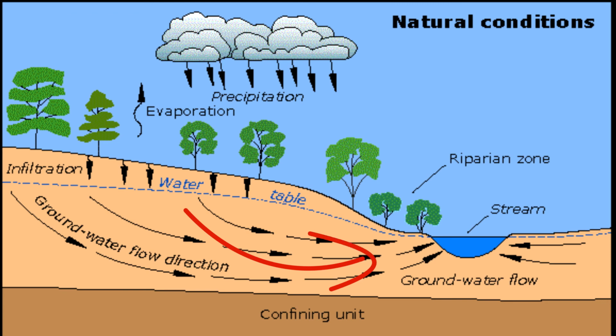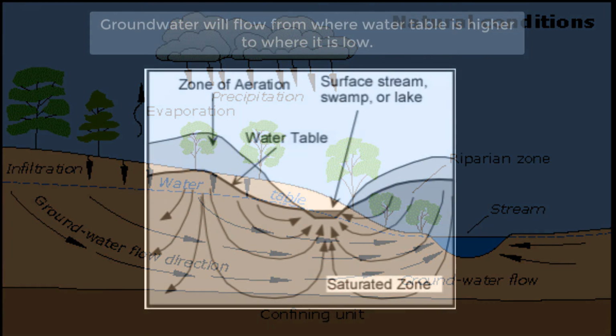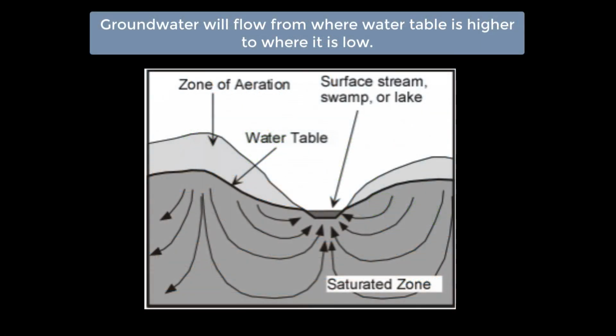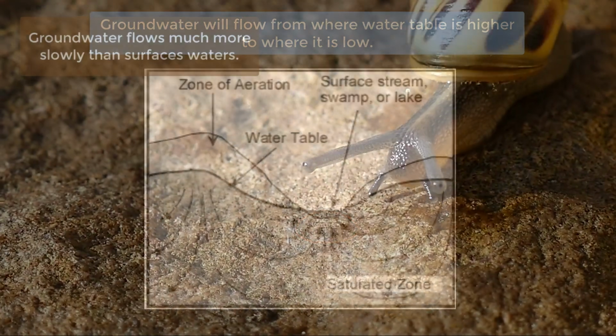It flows due to differences in elevation of the water table and water pressure. So it moves from areas of higher pressure to areas of lower pressure. One way to talk about pressure is through the concept of hydraulic head, which can be visualized as the height of the water table. The water will flow towards where the water table is lowest.